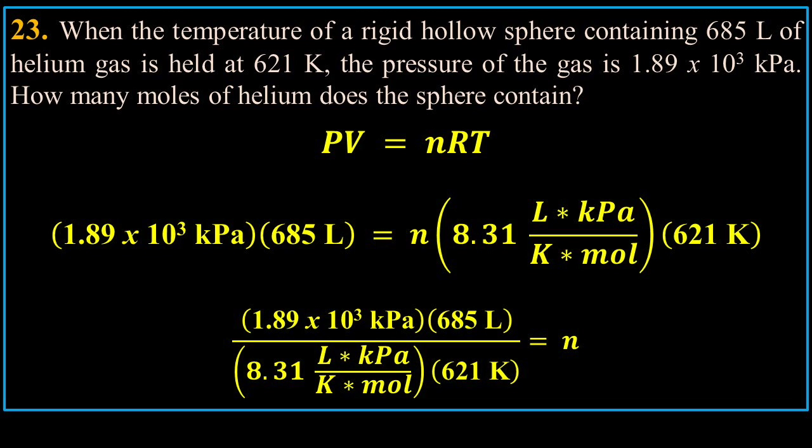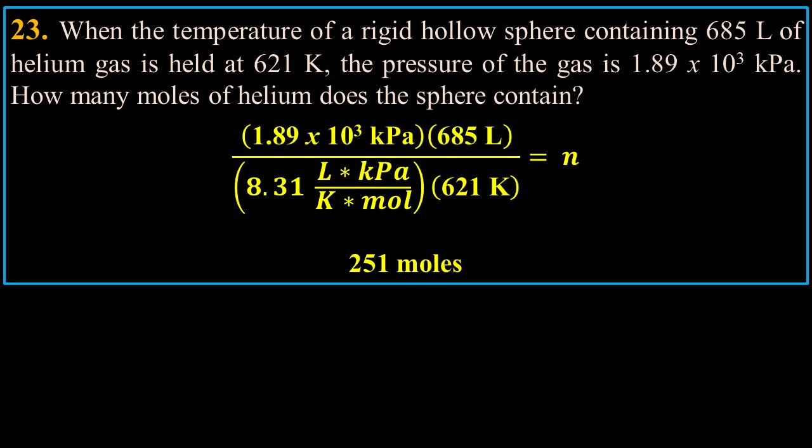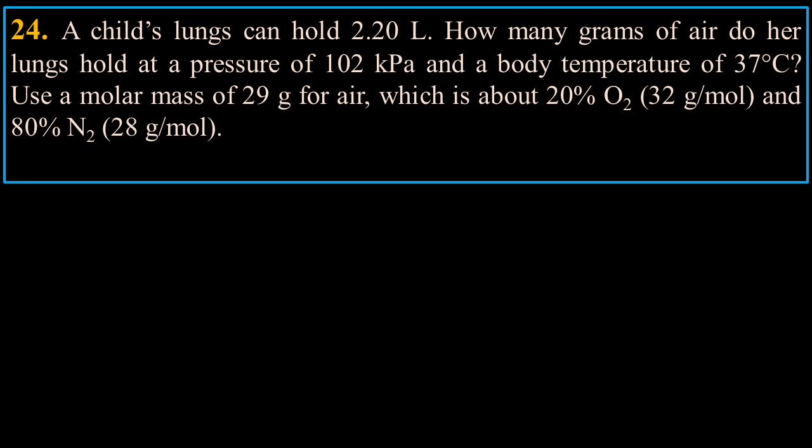You're going to divide the left side by the right side, my apologies, and just make sure that everything is in Kelvin, so 681 Kelvin, and then 251 moles, which is quite significant if you think of 1 mole as 22.4 liters. So 22.4 liters times 251, so that's quite large. It's a large rigid hollow sphere. So it's pretty large. Now, 24.